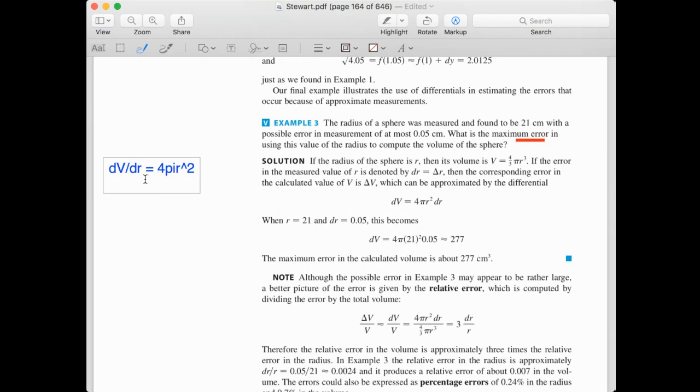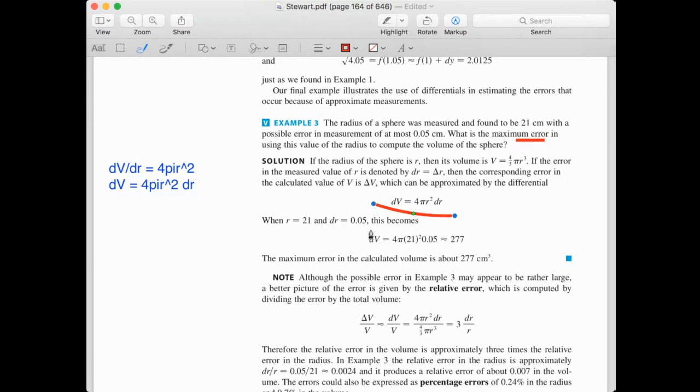We can multiply dr on both sides. So we can write dv equals 4 pi r squared dr. Write dr on this side. So for dv, we just plug in all the values given. The differential of the volume is about 277.